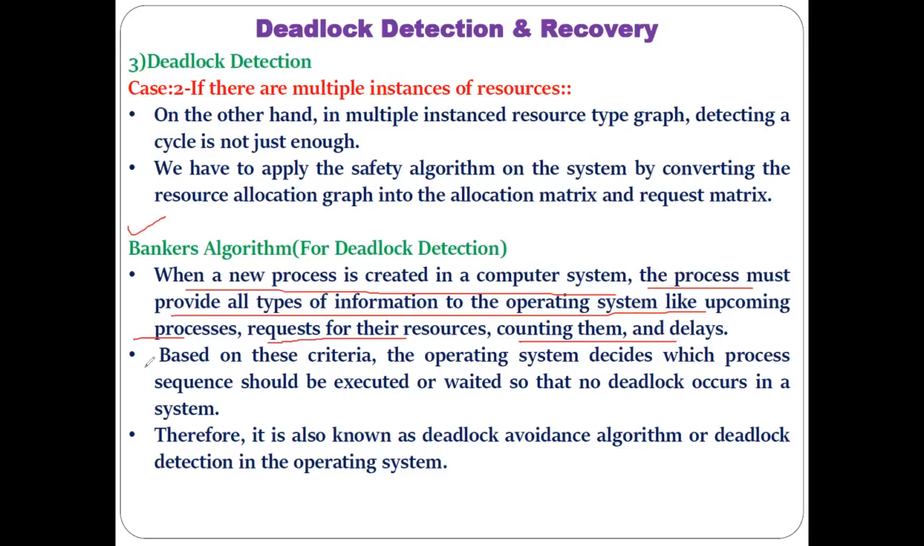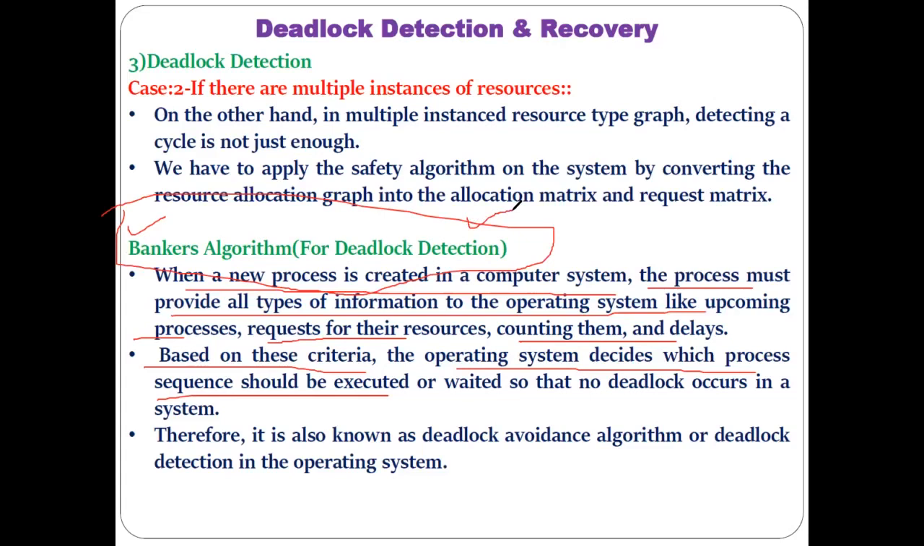Based on this information, based on these criteria, the operating system decides which process sequence should be executed. It means to which process the resources should be allocated and which process should be put in the waiting queue, so that deadlock in the system will not occur. All these things are done by the operating system with the help of the banker's algorithm. That is the reason the banker's algorithm is applied for deadlock detection.